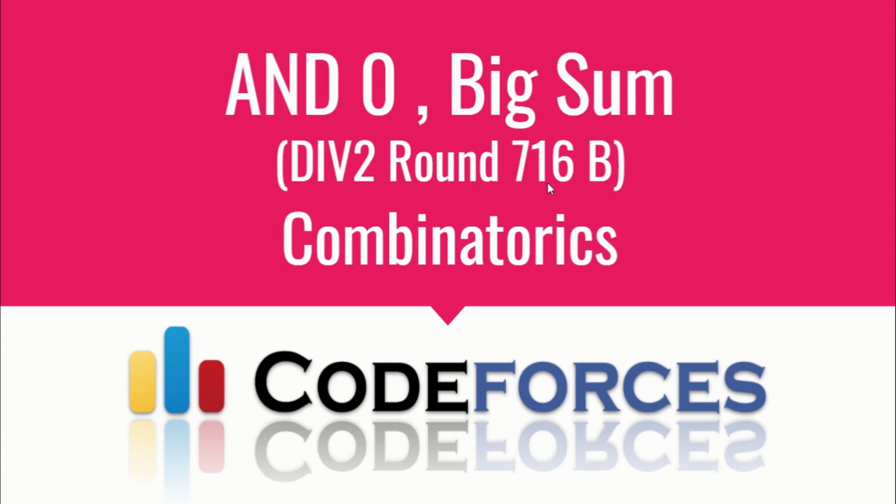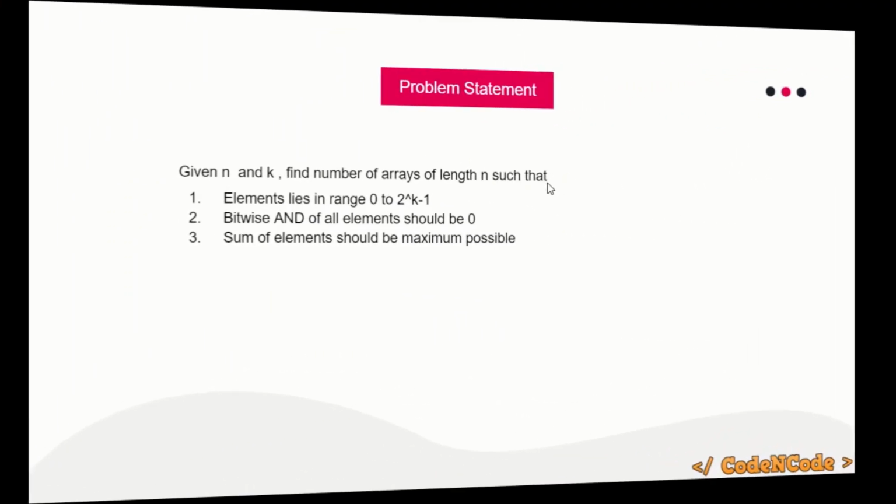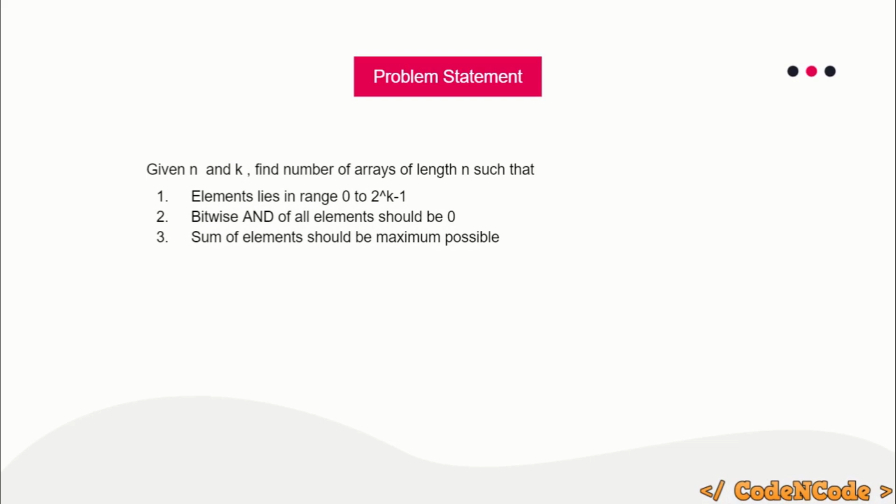Div 2 round 716, and this was a B problem. So the problem statement is pretty simple. You are given two integers n and k, and you have to find the total number of arrays of length n such that each element of the array lies in the range 0 to 2^k minus 1.